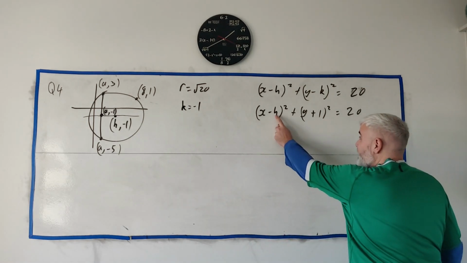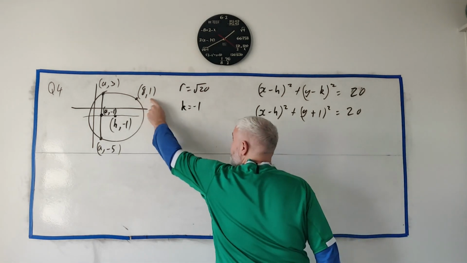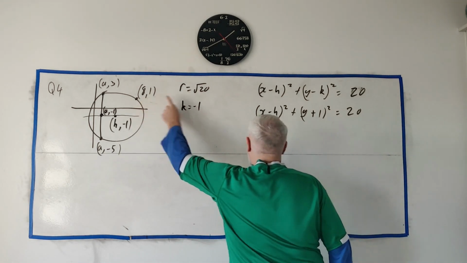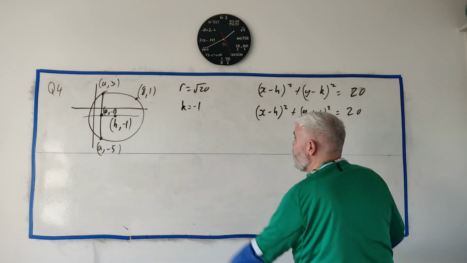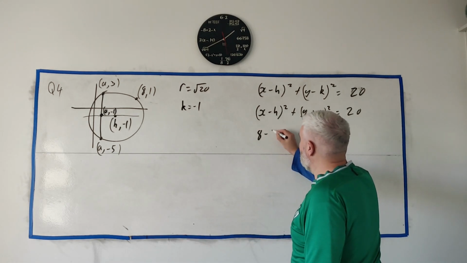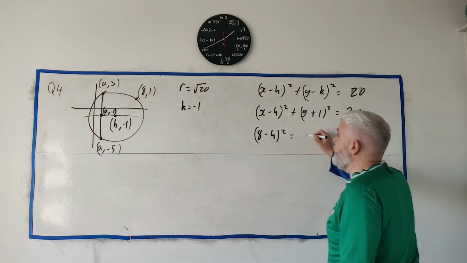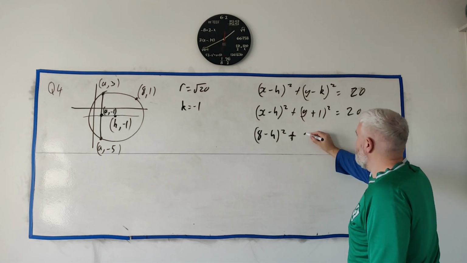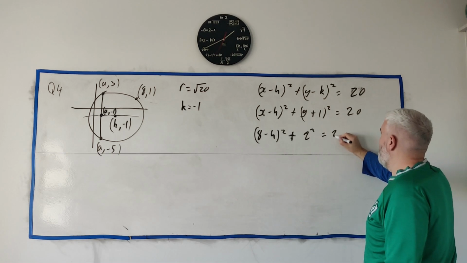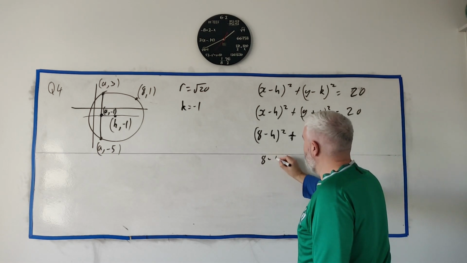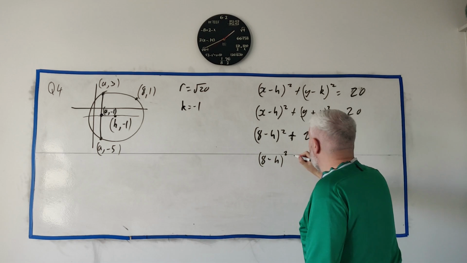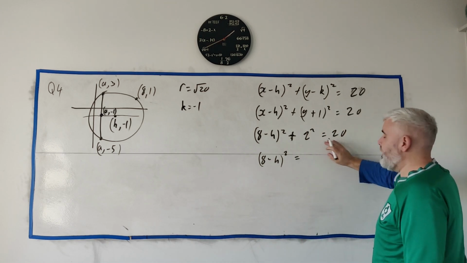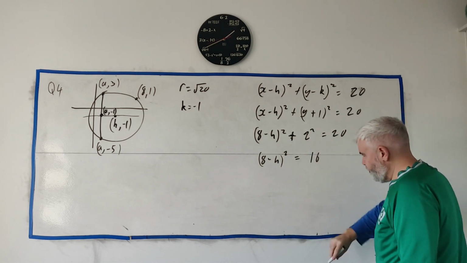So the only thing we need here is h, and we have one piece of information we haven't used, and it fits into this perfectly. So we just put 8 and 1 in here. So (8 minus h) squared plus (1 plus 1) squared, which is 2 squared, equals 20. That gives us (8 minus h) squared is equal to 20 minus 4, which is 16.